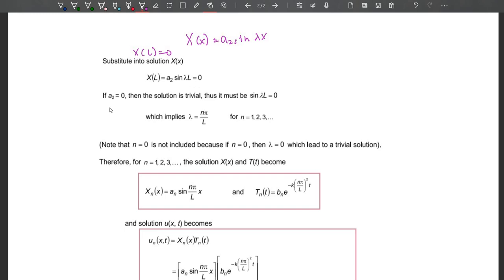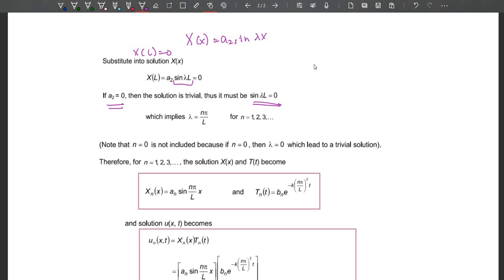Okay, if a2 equal to 0, then the solution is trivial. That means there will be no solution then. A1 is equal to 0. And if a2 equal to 0, there will be no solution. That's why sin lambda L here must be equal to 0, which implies that lambda is equal to n pi over L.